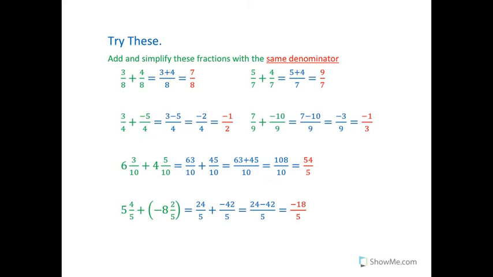Turn these mixed numbers into improper fractions. 5 times 5 is 25, minus 1 is 24/5, plus a negative. 5 times 8 is 40, plus 2 is 42/5. And then the numerator is 24 minus 42, which is -18/5. How'd you do?